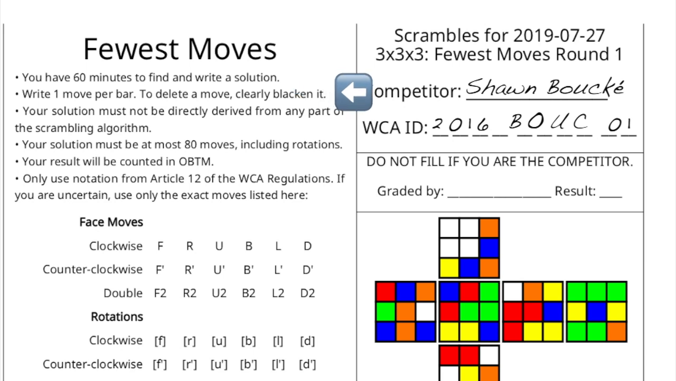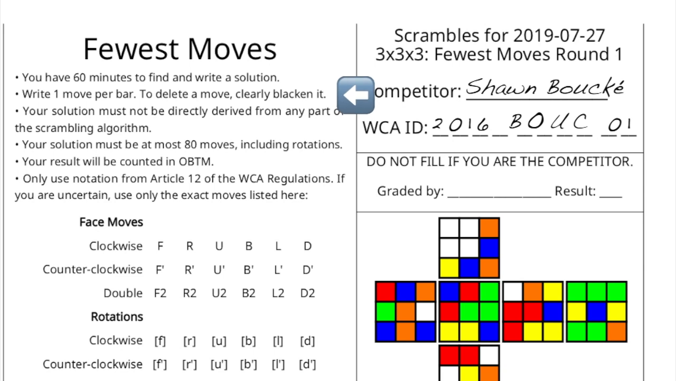Write one move per bar, and to delete a move, clearly blacken it out. If you're unsure and you're changing a move, scratch it out and either rewrite it or just scratch it out completely and use the next space. I know someone who tried erasing some things, and an apostrophe looked like it was still there, and the person was told it looked close enough to be counted as a prime move, which ended up being a DNF for the solve. So make sure you either blacken it out right next to it or just use the next space completely.